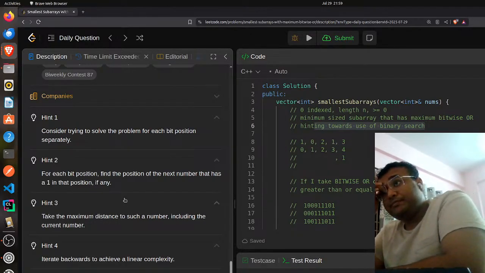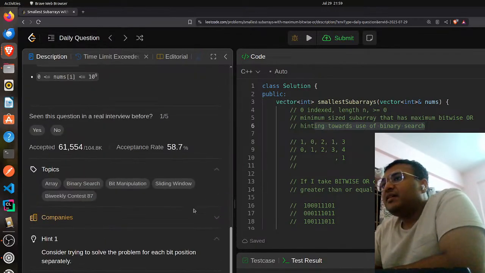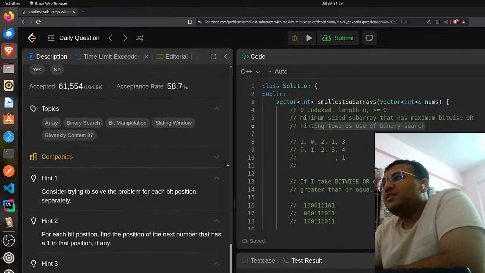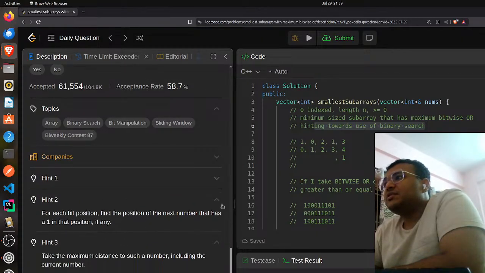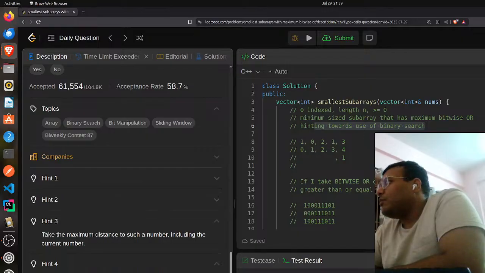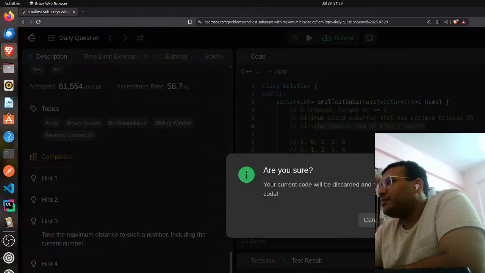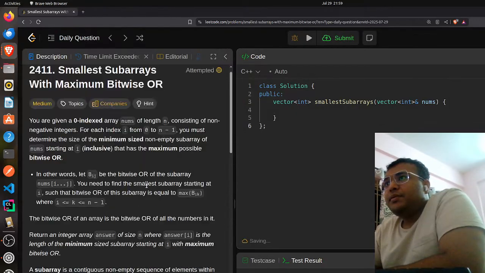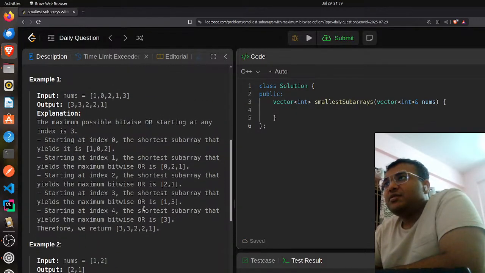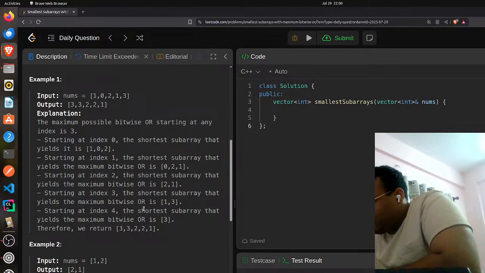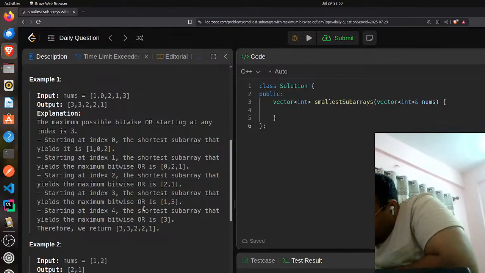Given the hint, consider trying to solve the problem for each bit position separately. So let us just restart with the problem. We are given 1 0 2 1 3, and for each position we have to tell what is the minimum subarray size where the bitwise OR is maximum. Okay. Now let us see, 10100.